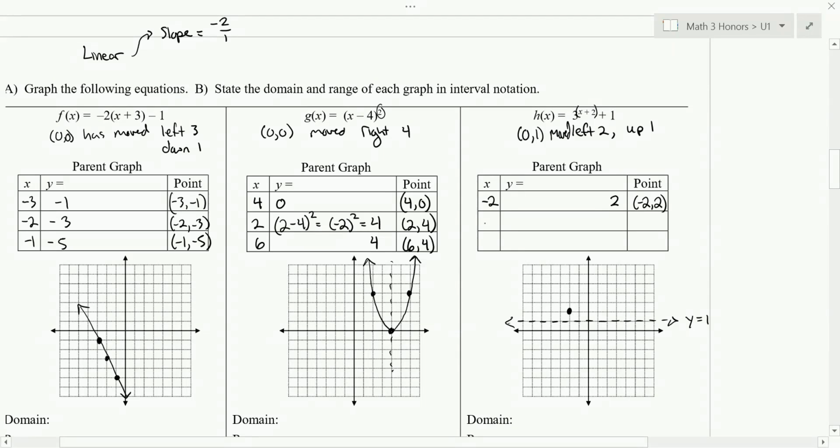So 1 to the right would be at negative 1. If we plug that in, we're going to get 3 to the power of negative 1 plus 2, plus 1. And you follow your order of operations: parentheses, do the exponent, and then addition. And what does that come out to be? 4. Negative 1, 4.